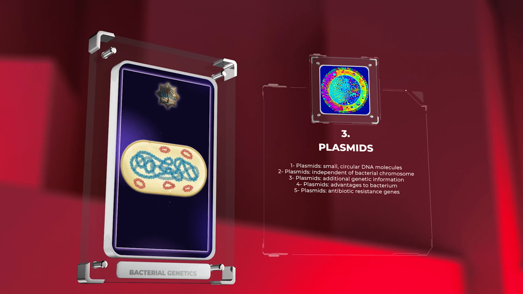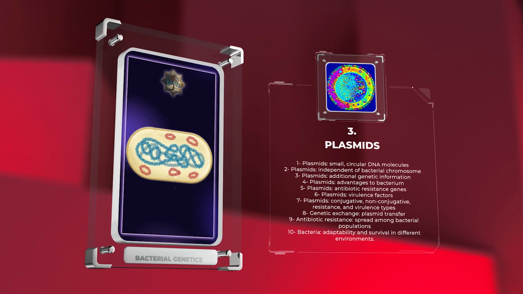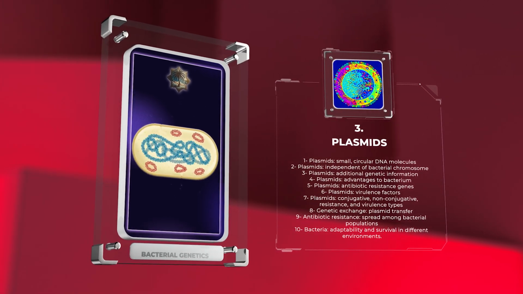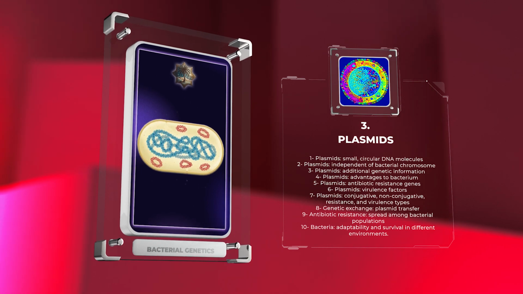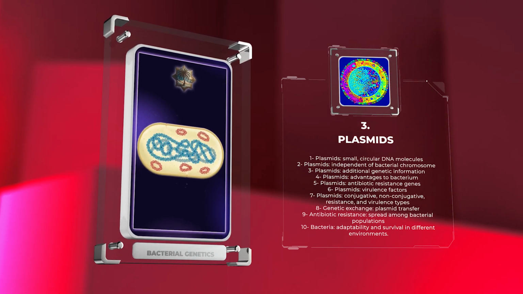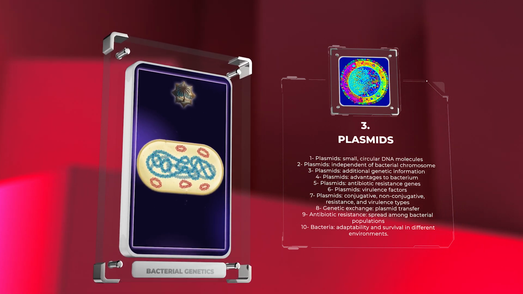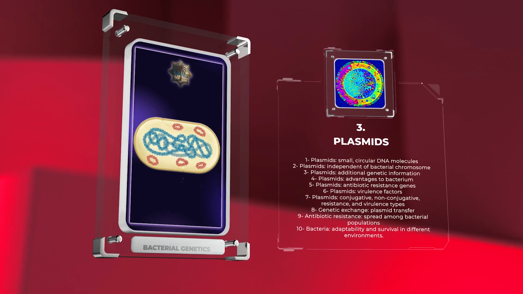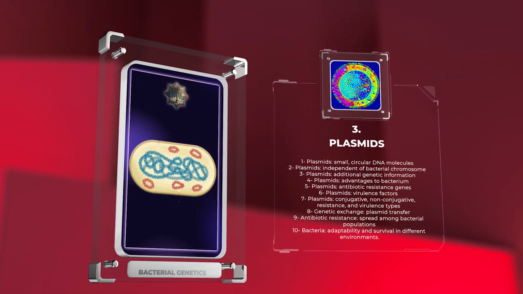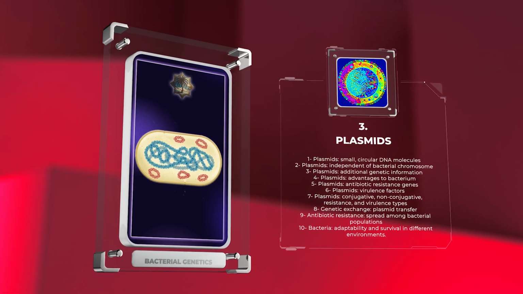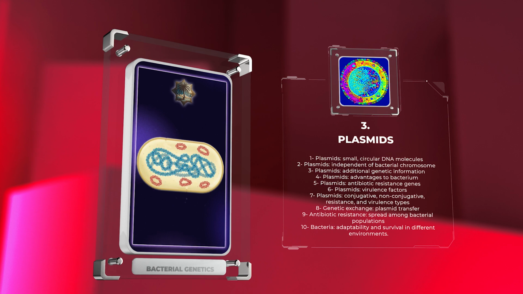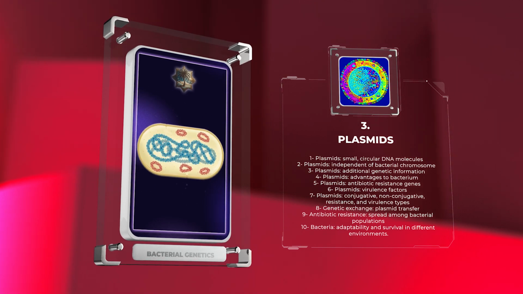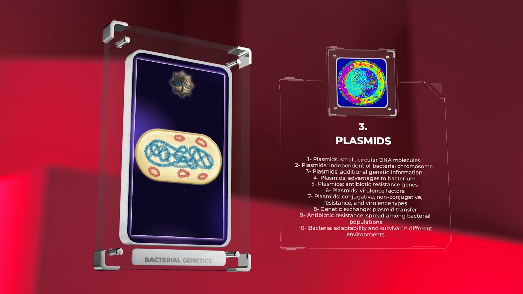Plasmids are small, circular DNA molecules that can exist independently of the bacterial chromosome. They contain additional genetic information that confers advantages to the bacterium, such as antibiotic resistance genes or virulence factors. Plasmids can be classified into various types, including conjugative, non-conjugative, resistance, and virulence plasmids. Genetic exchange via plasmid transfer plays a pivotal role in the spread of antibiotic resistance among bacterial populations and contributes to the adaptability and survival of bacteria in different environments.